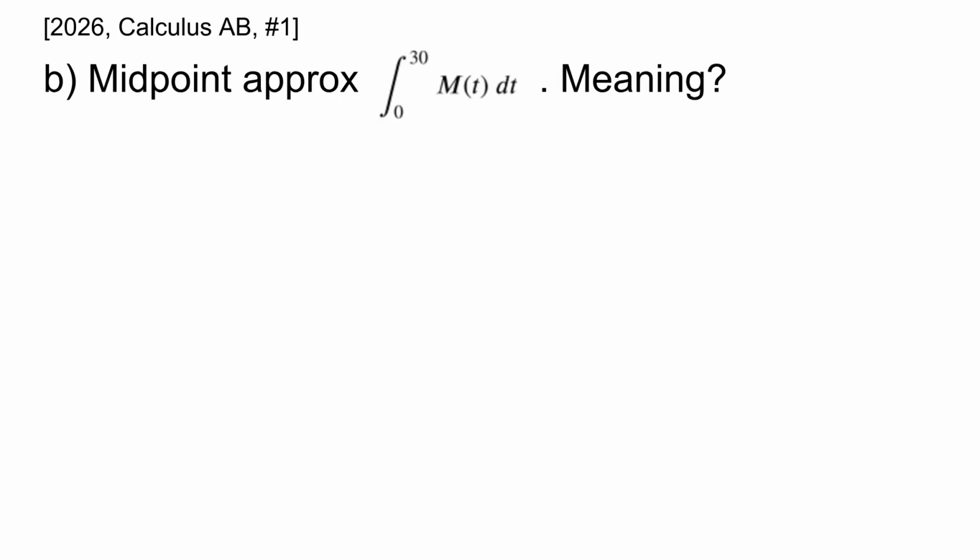In part B of this question, we are asked to use a midpoint approximation to find the value of the integral from 0 to 30 of m of t dt, specifically using the intervals from 0 to 10, 10 to 20, and 20 to 30, and then to provide the meaning of that integral.